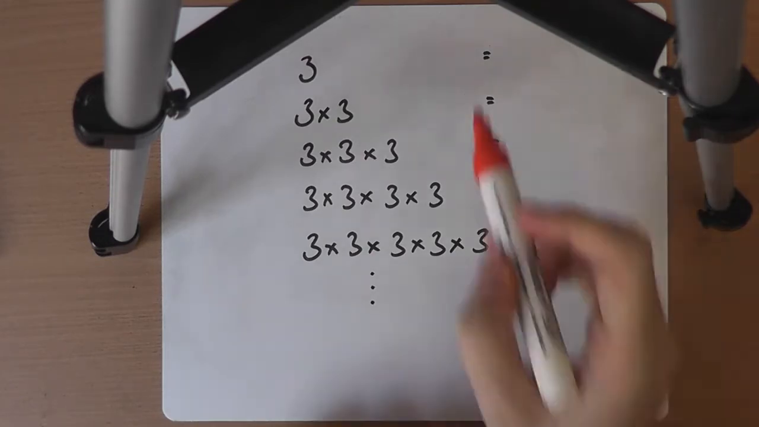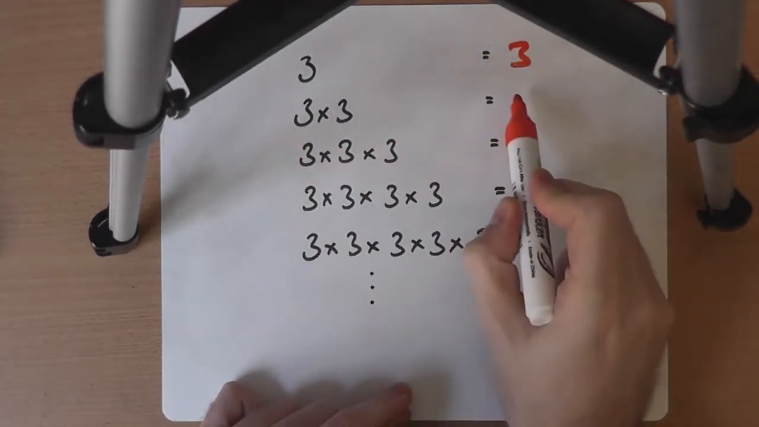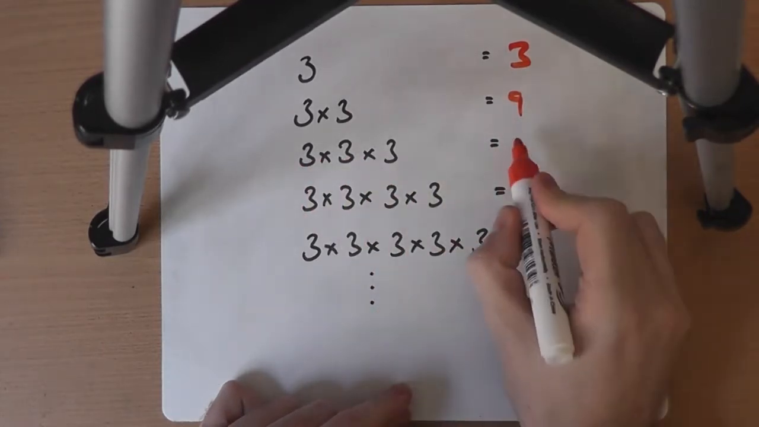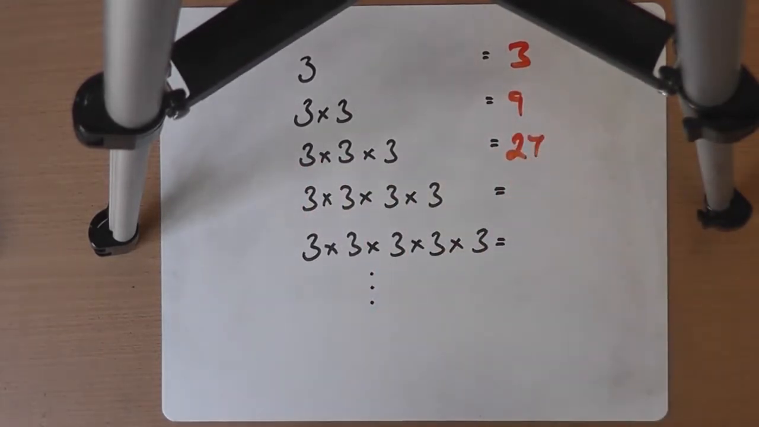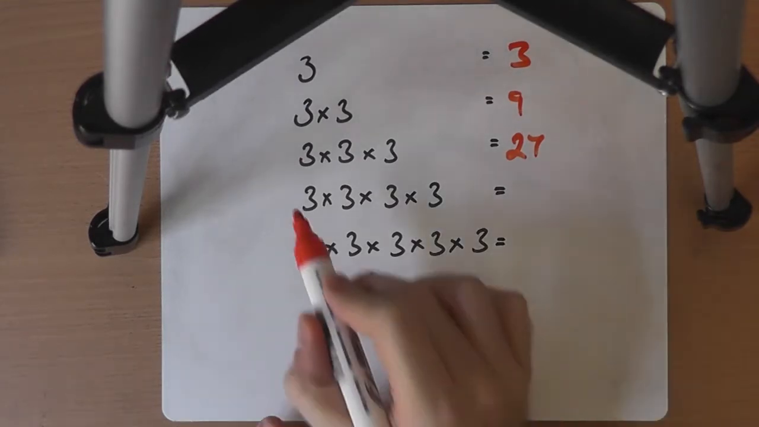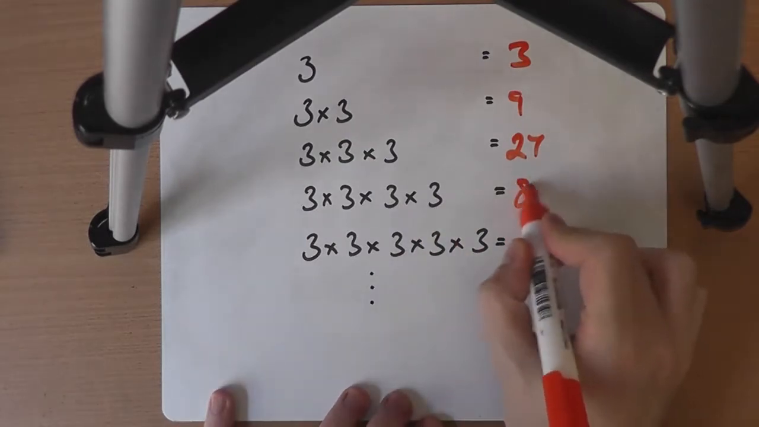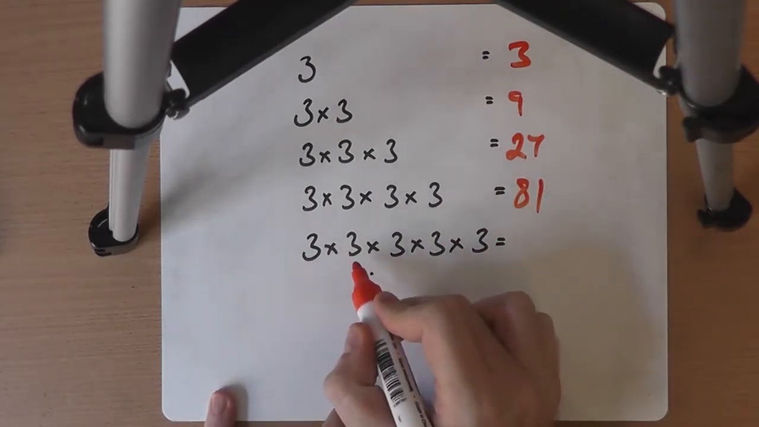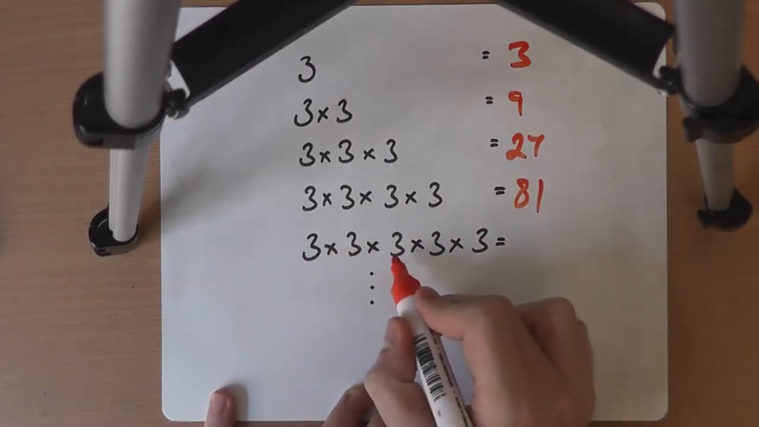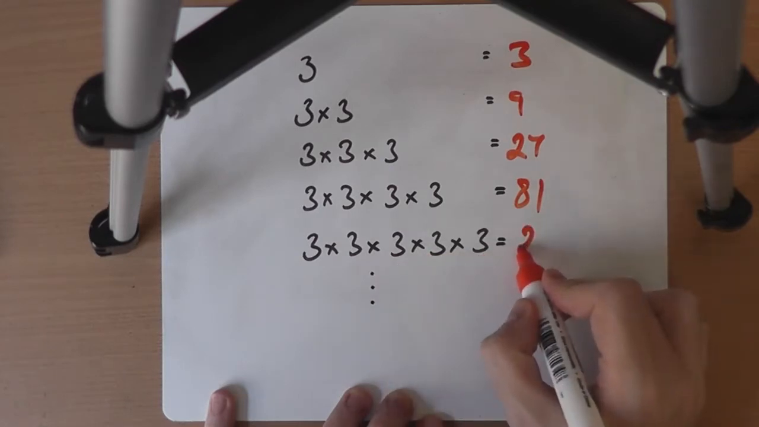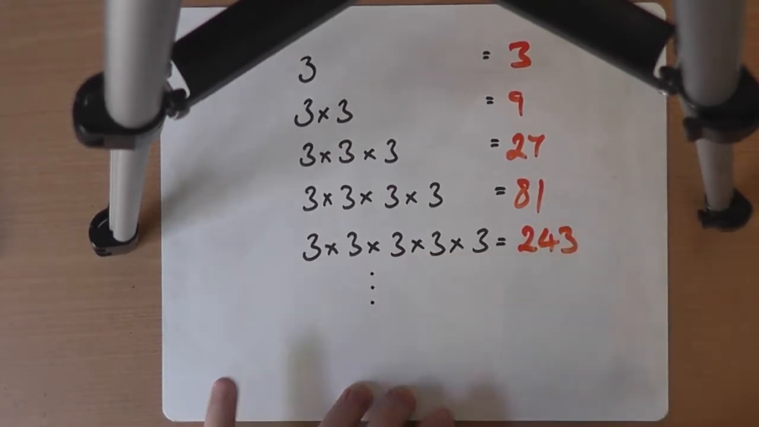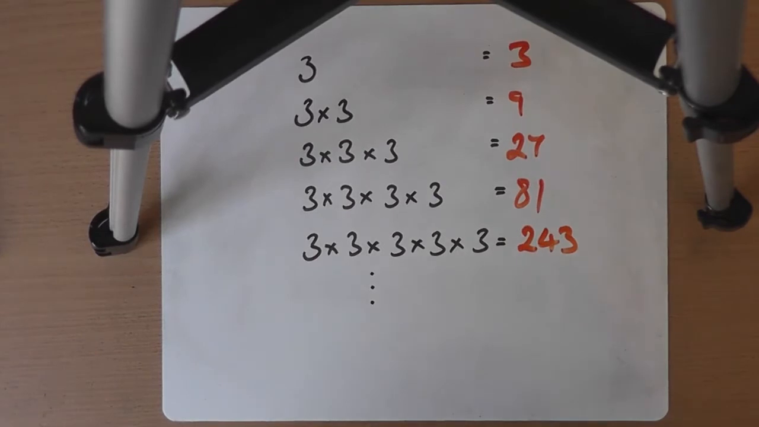So, to fill in the answers then, 3 for that first one. 3 times 3 is 9. 3 times 3 times 3 will be 27. We might at this point need to start using a calculator. That's fine. We could go off to the side and work it out by hand, or we could grab our calculators. But 3 times 3 times 3 times 3 will be 81. And then another one, 3 times 3 times 3 times 3 times 3, 243. And again, however we wanted to work those out, we could do that. That would be absolutely fine.